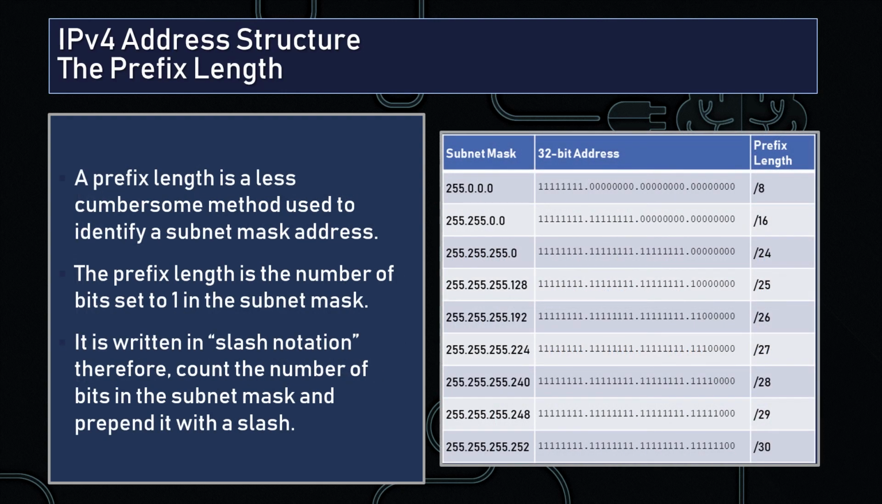Now a prefix length, or a slash or CIDR notation, is a less cumbersome method to identify the subnet mask address. The prefix length is the number of bits set to 1 in the subnet mask, and because they must be continuous, it's a single row of these bits. We can see here the classful divisions /8, /16, and /24, and then we see /25, /26, /27, /28, /29, and /30. /30 is pretty much considered the last useful situation because remember we have to take out a pair of addresses, one for the network, one for the broadcast.